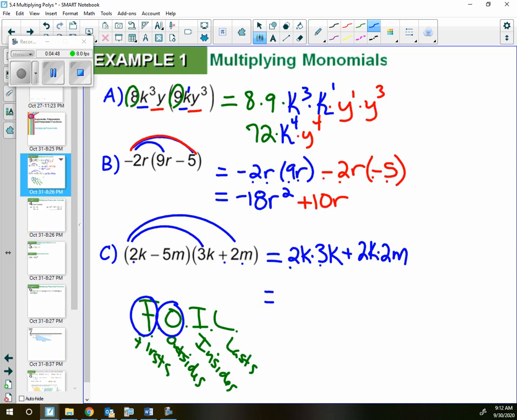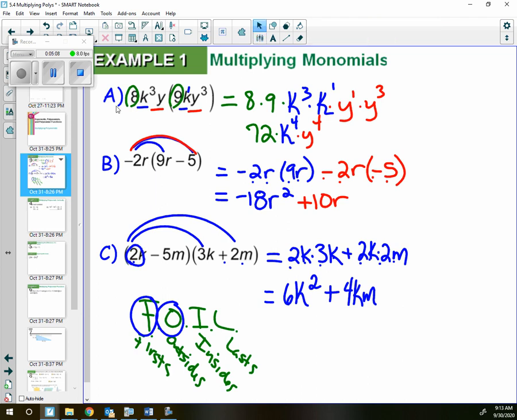So 2 times 3 would be 6. K times k is going to be a k to the 1 plus 1, second. And then we have a 2 times 2, so 4. Now this is just 2 letters, a K and an M. When there's 2 letters like that, a lot of people just go alphabetically just to keep organized. So that's the product of the first and the outsides. That's distributing with the 2K.